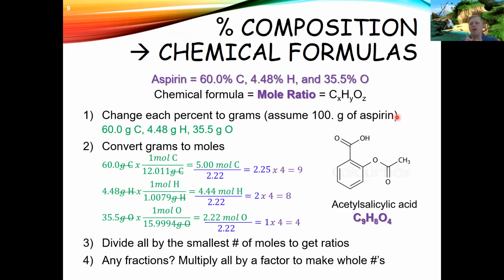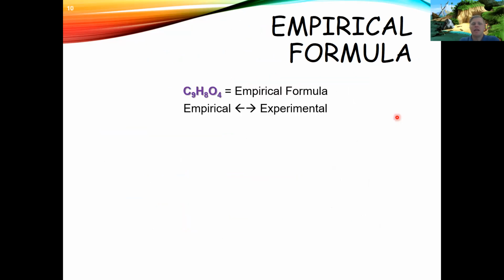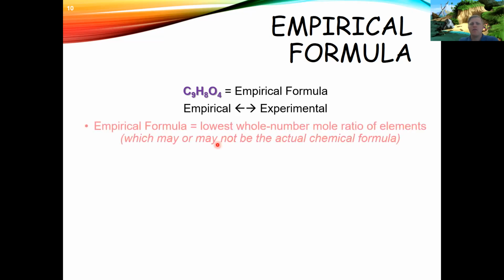Now, there is a problem here. There is a problem, and it can actually be a big problem. Historically, until probably 50, 60 years ago, this was a big problem. And that's that this value that we just found is what we call the empirical formula. When we say empirical, if we have empirical data, that means it's experimental data. It's not something we came up with from a theory, it's hard measured values. Now, the empirical formula is the lowest whole number ratio of elements, but that's not actually always the chemical formula.